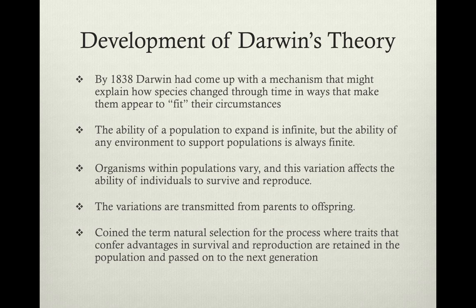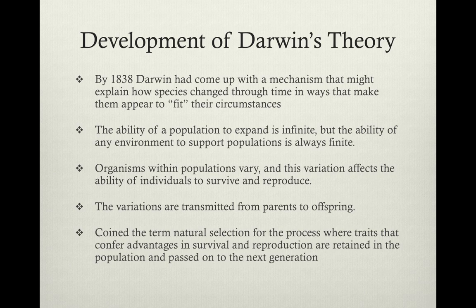And so by 1838, Darwin had come up with a theory as to the mechanism that might explain how species change through time to make them appear fit to their circumstances. He coupled his theory with Malthus's principles of population demography, that the population can expand infinitely, but the ability of an environment to support populations is finite. So as long as there's variation of organisms within a population, and that variation affects the abilities of individuals to survive and reproduce, and is also heritable, then we'll have natural selection.